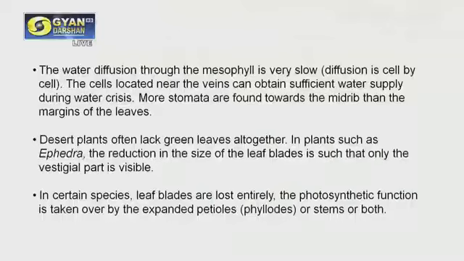Water diffusion through the mesophyll is very slow. The cells located near the veins can obtain sufficient water supply during water crisis. Desert plants lack green leaves altogether. In plants such as Ephedra, reduction in size of leaf blade is such that only the vestigial part is visible. In certain species, leaf blades are entirely lost. Photosynthetic function is taken by the expanded petioles like in phyllodes, or it can be stems like in phylloclades.